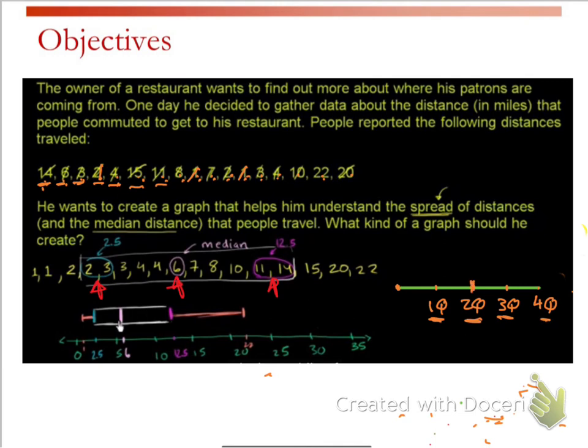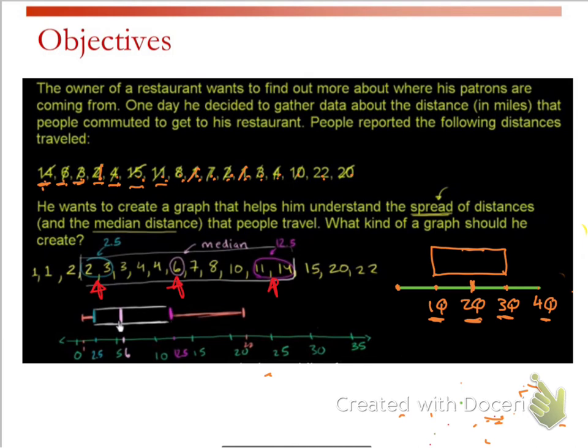So how can I represent or draw this box plot or box and whisker plot? The box plot and whiskers are represented by a box from the first quartile to the third quartile. So I have to draw a box starting from the first quartile up to the third quartile. So this is the box from the first quartile to the third quartile.